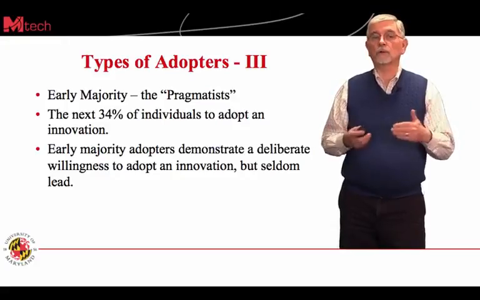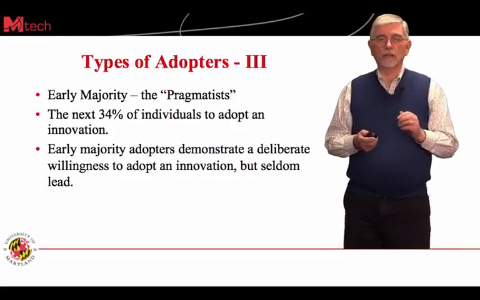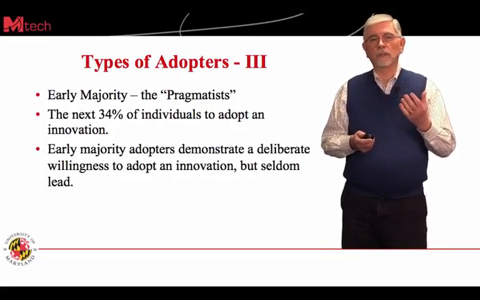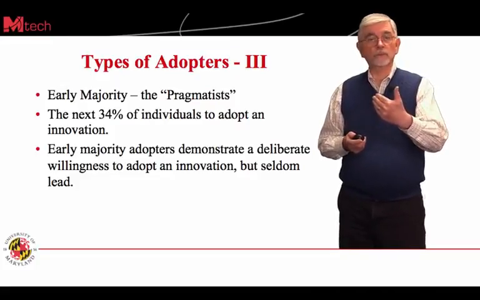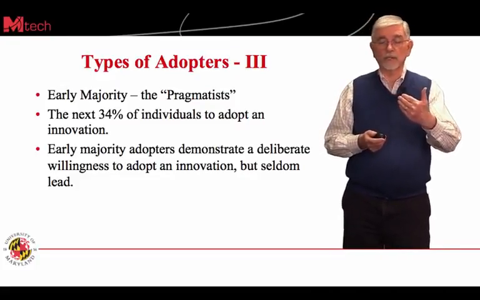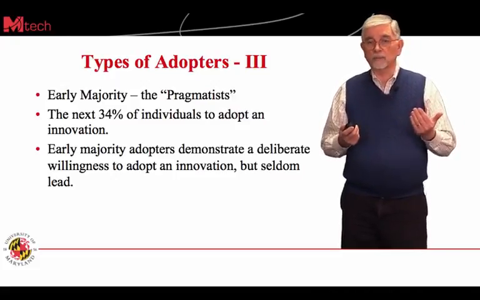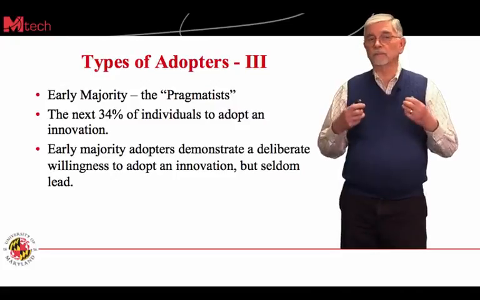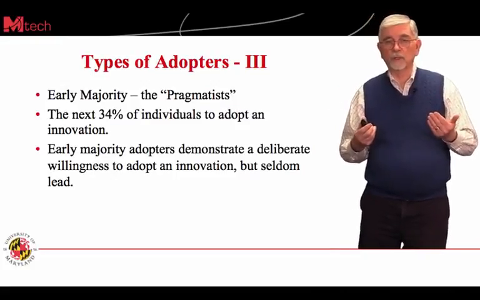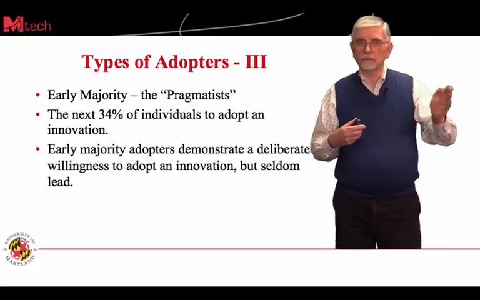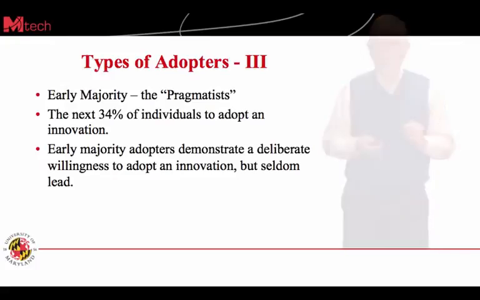We call these the early majority. We still haven't reached halfway yet, but these we would call pragmatists. And the pragmatists are another 34% of individuals in the marketplace who adopt. And it's another stage of adoption. Early majority adopters demonstrate a strong and deliberate willingness to adopt the innovation, but they are seldom leaders. They are usually followers of those people we mentioned earlier, the lead users.